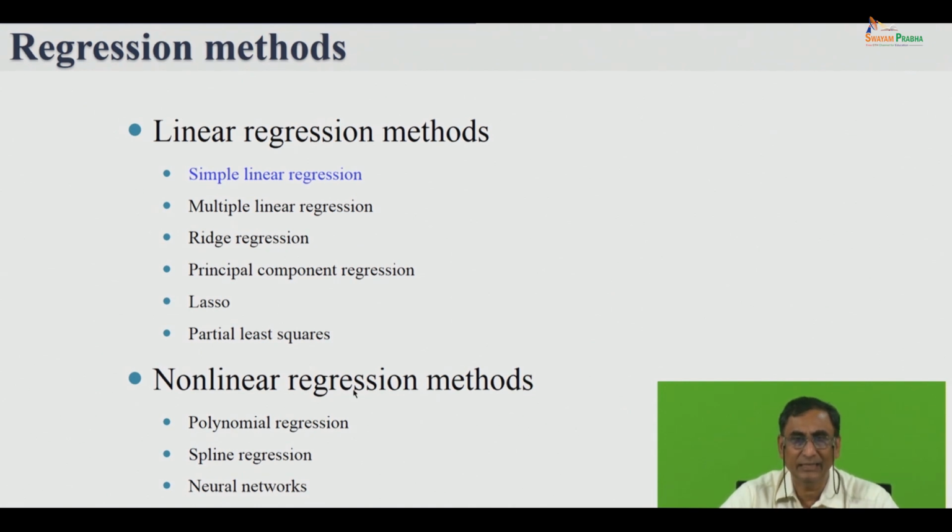Of course, in nonlinear regression there is again a plethora of methods. I have only listed just a few examples. You could have polynomial or spline regression, where the type of equations or functional relationship you specify a priori. You can have neural networks, or today support vector regression. These are methods that are used to develop nonlinear models between the dependent and independent variable. Now, let us take only the simple linear regression and go further.